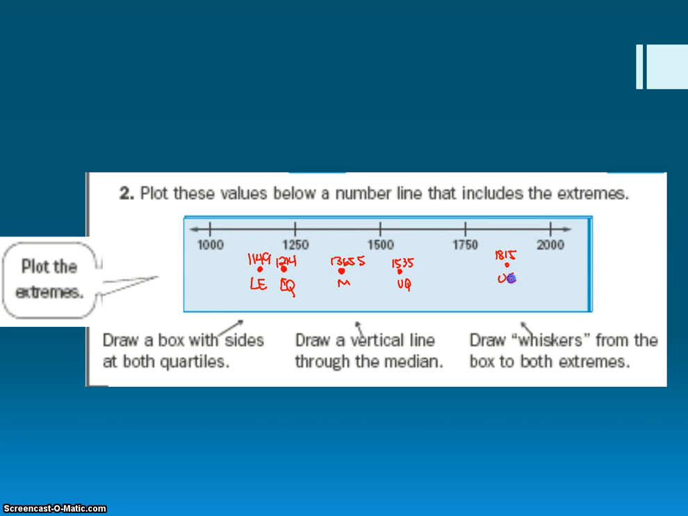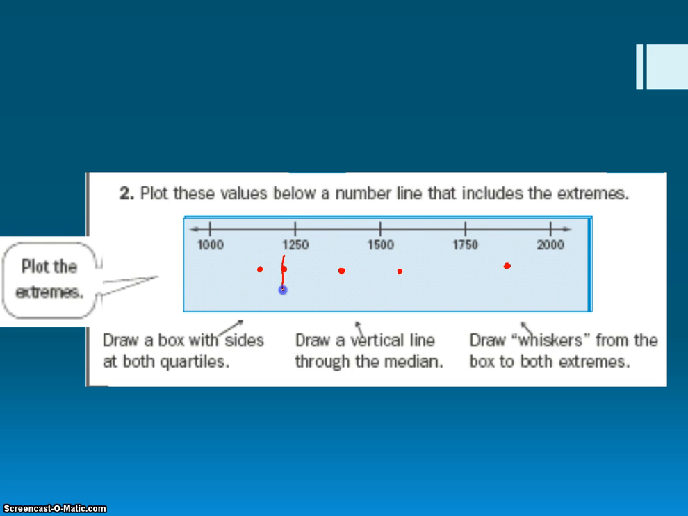That's your upper extreme. Now, we are going to draw a box with sides at both quartiles. Let me erase just to show you. You can always label it at the end. Let me just erase these numbers to show you how nice the box and whisker plot looks when you have the 5 dots. And the 5 dots should be in a line as close as you can.